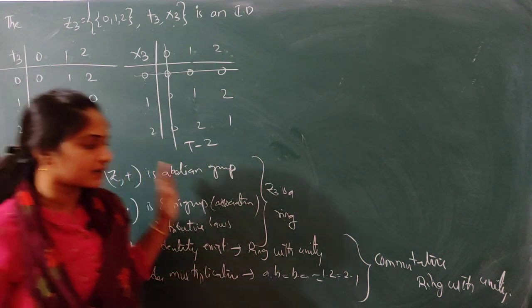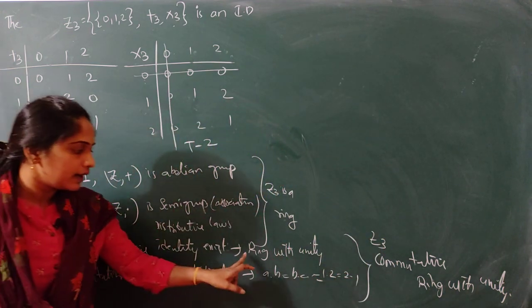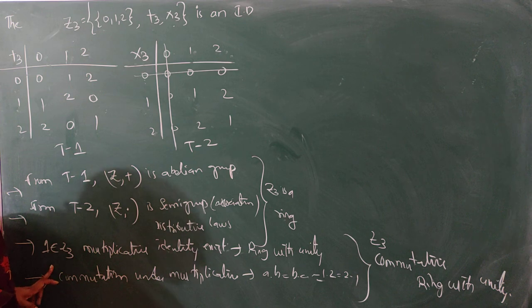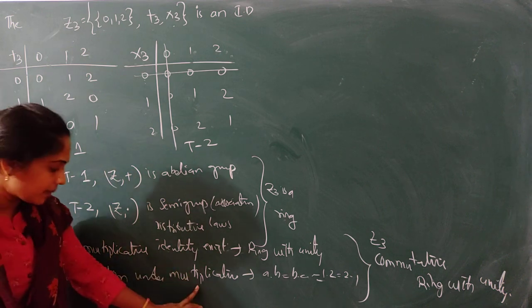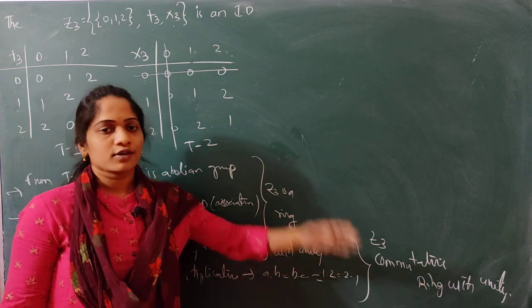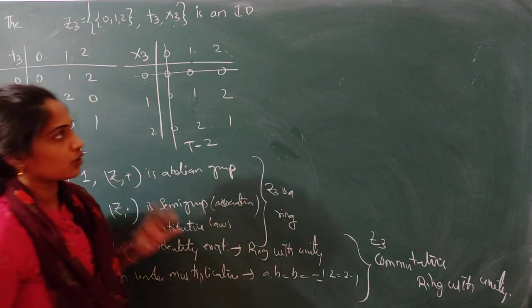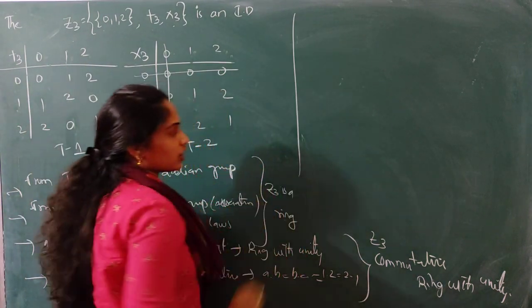Then totally Z3 is a commutative ring with unity. So now, have you got the point? Ring with unity means the multiplicative identity should exist. Commutative under multiplication means you have to prove it in this way. So next, what do you have to prove? Without zero divisors. You have to prove it is without zero divisors.